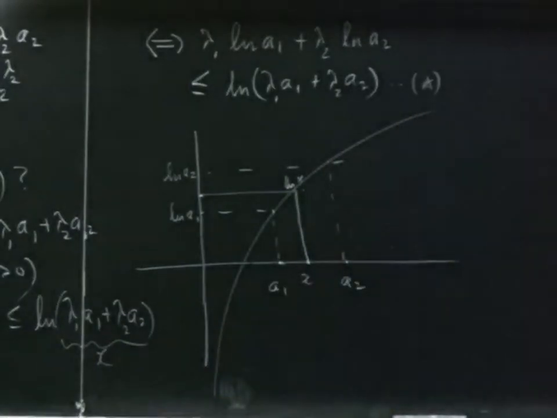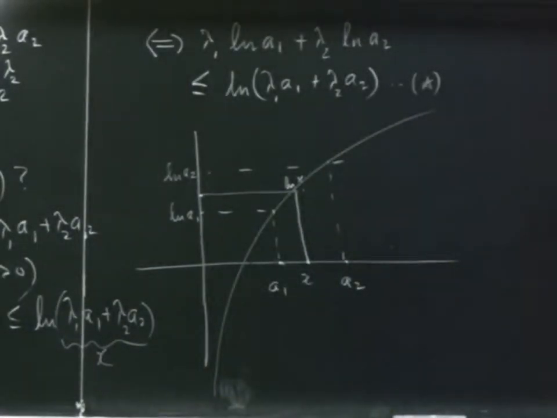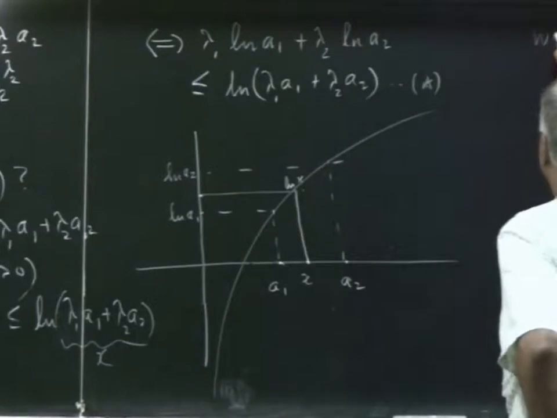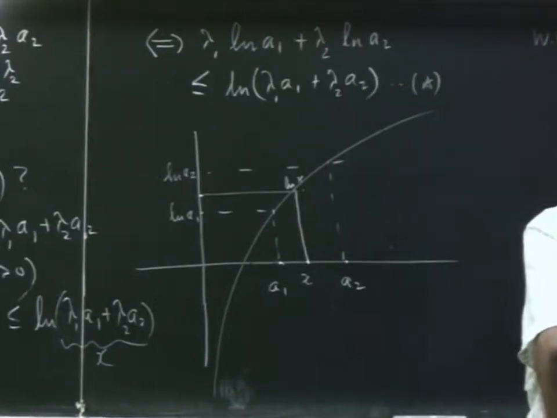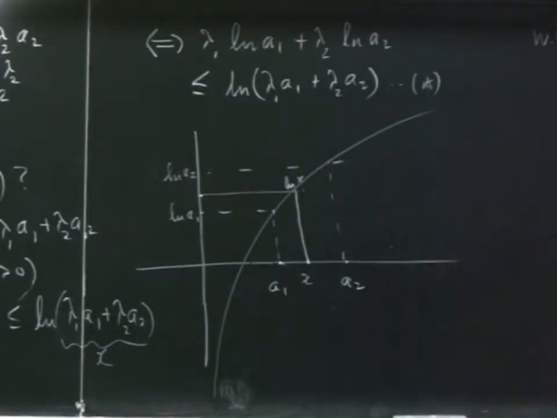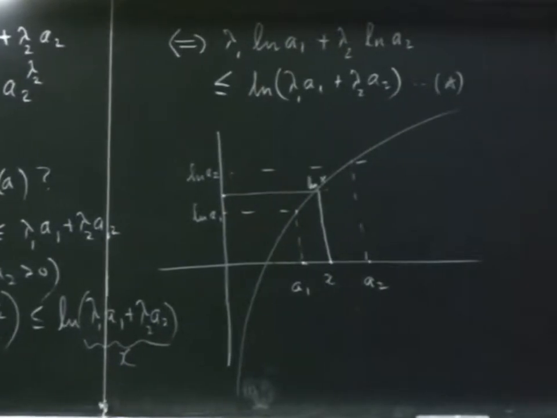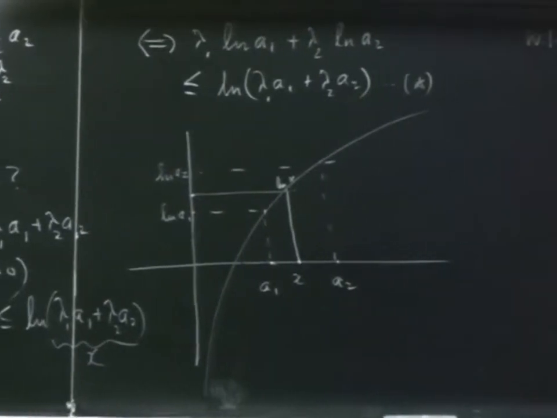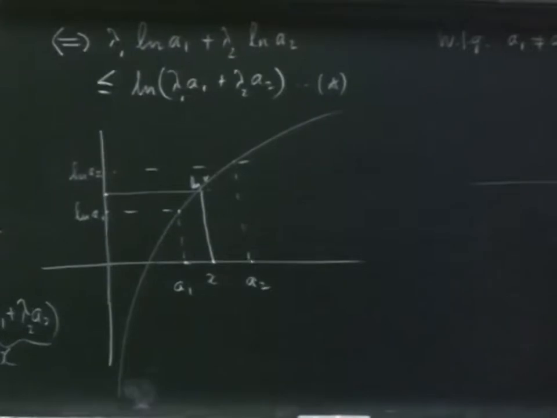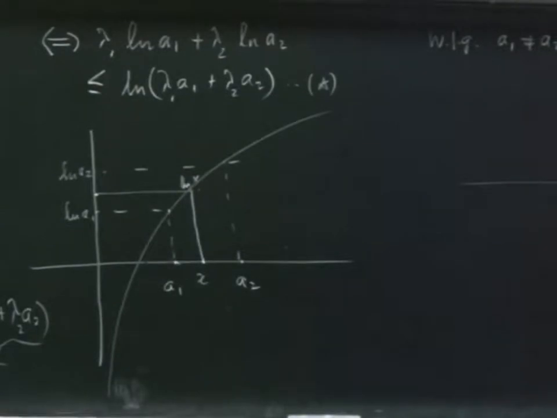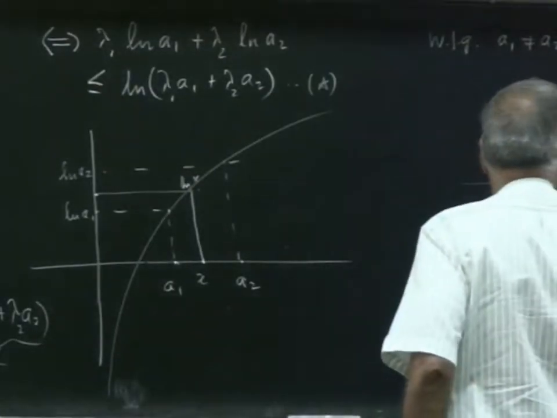So what we will do is the following. Again, without loss of generality, A1 not equal to A2, because if A1 equal to A2, everything is obvious, and one of them must be smaller. So without loss of generality, assume A1 is smaller than A2. Then we have A1 here, A2 there.